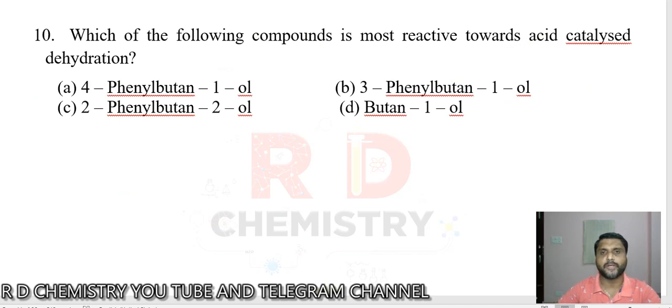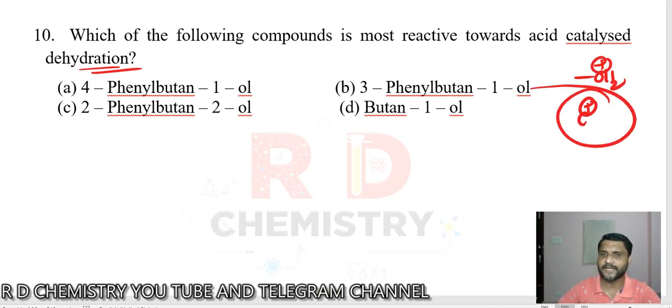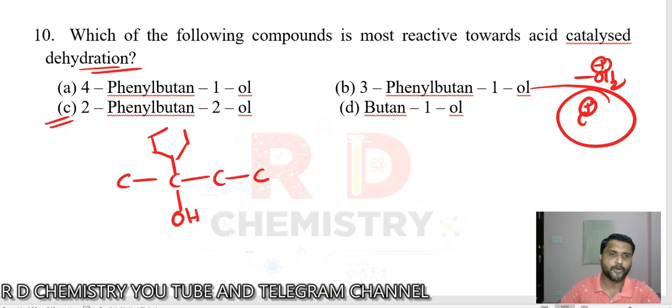Question number 10. Which of the following compounds is most reactive toward acid-catalyzed dehydration? Once dehydration takes place, OH will be removed. It can form a carbocation. If the carbocation is more stable, then the dehydration is easier. Now we have to draw the structure of all the molecules and check which carbocation is more stable. I'll take the answer itself, option number C. So carbon number 1, 2, 3, 4. OH on the second carbon, 2-butanol, and there is a phenyl group, benzene group, on the second carbon atom.